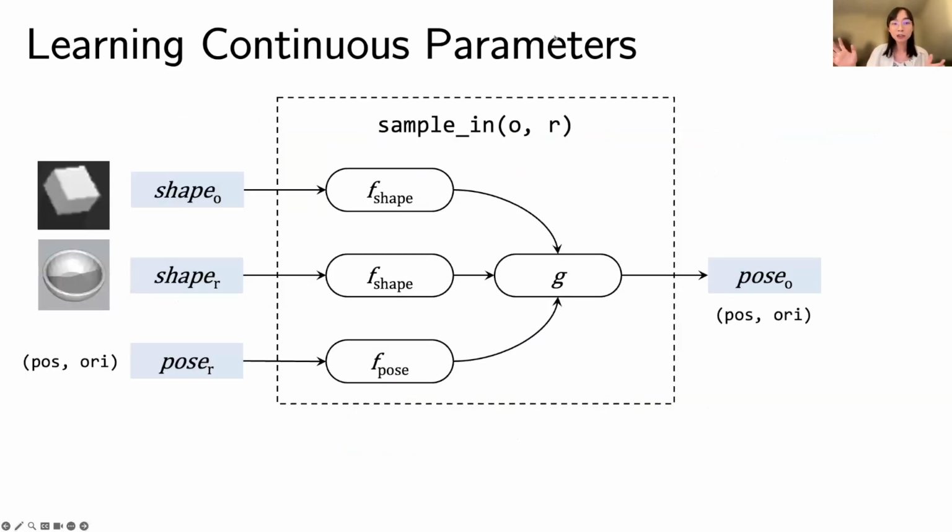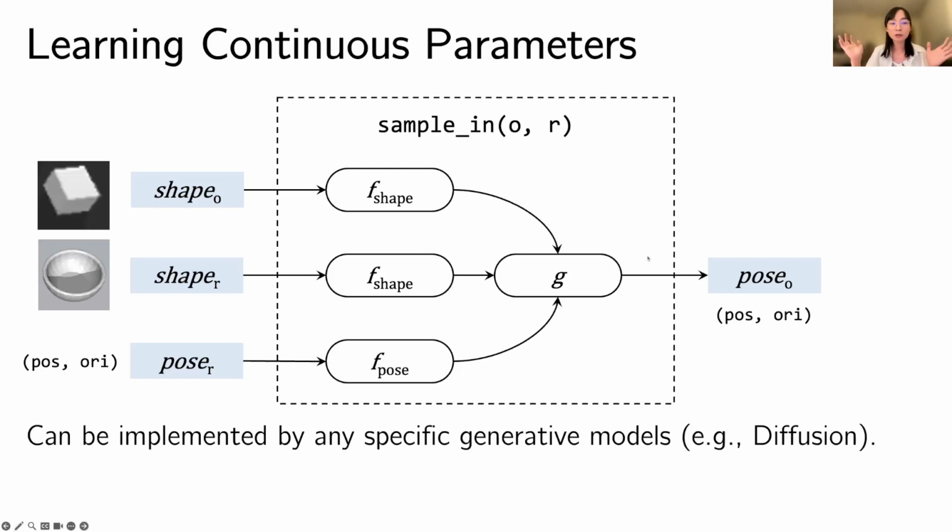So the high-level model for those sampler models looks like the following. The input to it is the shape representation for the object O and also the receptacle, and also the pose and orientation for the receptacle. And the output of that will be a sample from some distribution of the object O, so that the object O is inside the receptacle. So this entire model can be implemented with any specific generative model. For example, you can use diffusion models or VAE to do that.